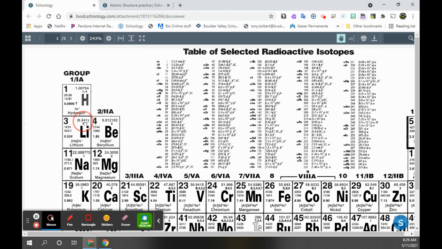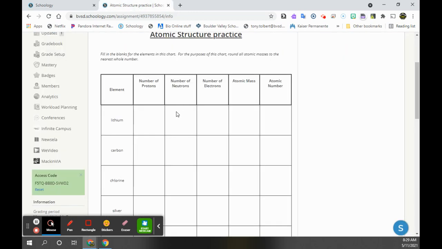So if I move this up to 7, and 3 of those are protons, the rest of those are going to be neutrons. So 3 are protons, then 4, 5, 6, 7. So 4 would go right here. Protons would be the number 3, so you put a number 3 here. 4 would be the number of neutrons.